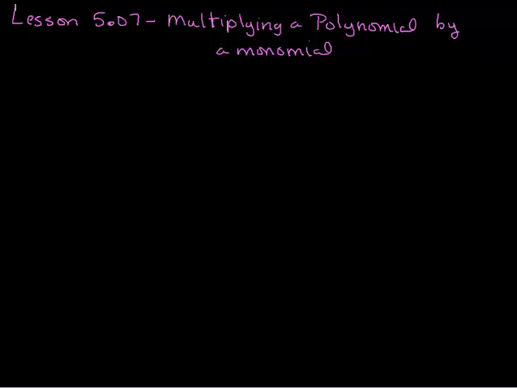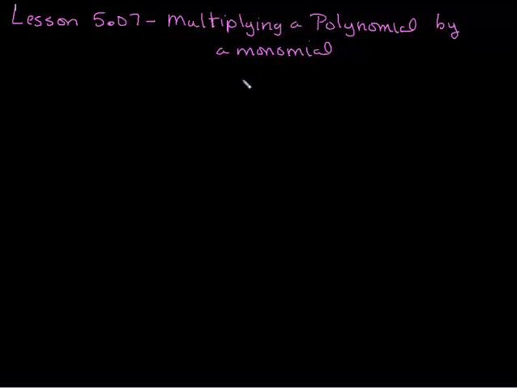Lesson 5-7, multiplying a polynomial by a monomial. We just reviewed in lesson 5-5 that a monomial is a single term of variables and numbers and exponents combined with multiplication. There's no addition or subtraction in a monomial. A polynomial is a collection of monomials combined with addition and subtraction.